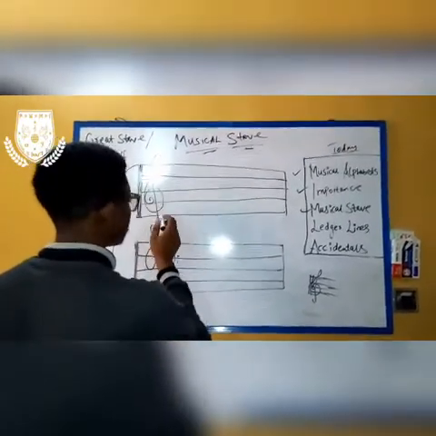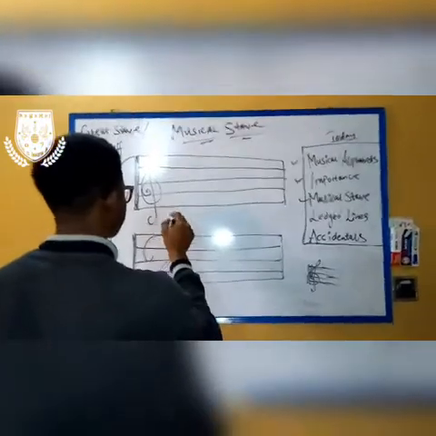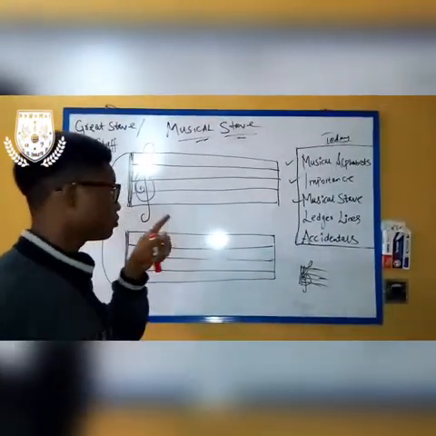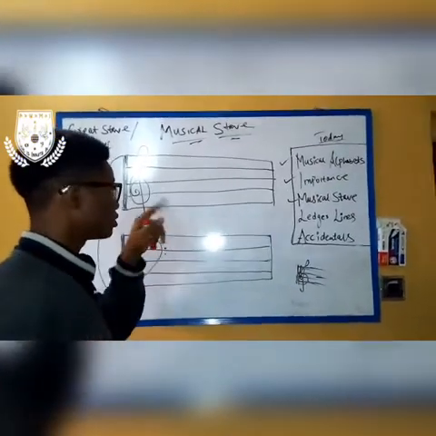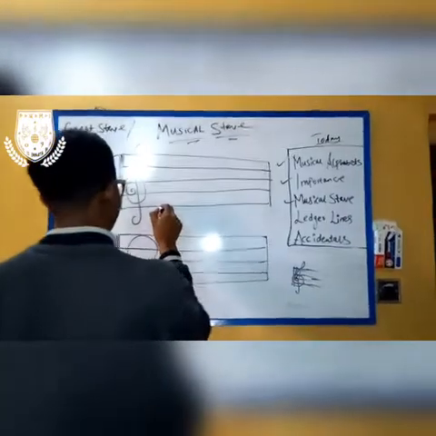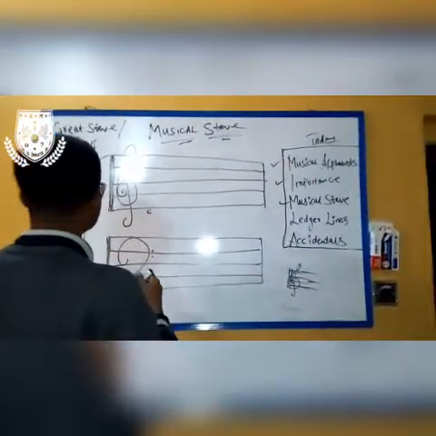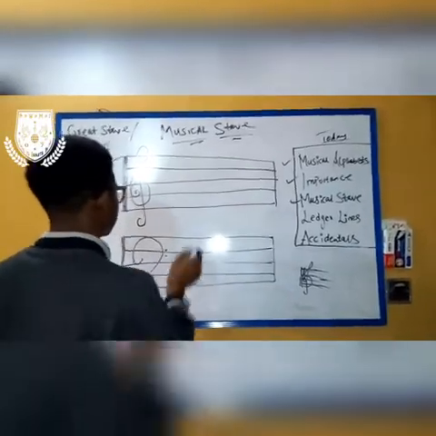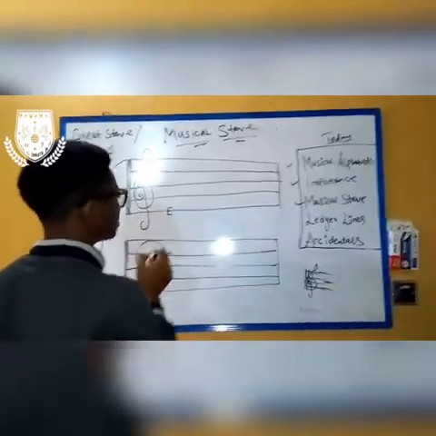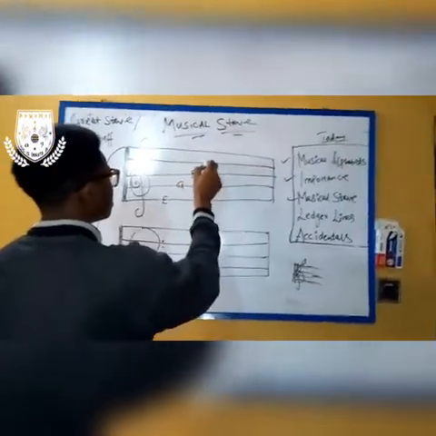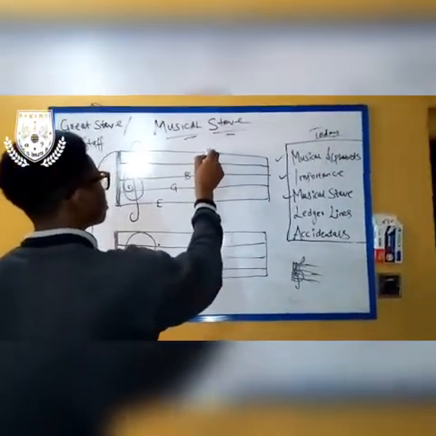For the treble clef or the G clef, those lines and spaces which you treated, we're going to replace them on this bar line because they can't be empty. So we need to replace them. Now for the lines you have E, G, B, D, F: Every Good Boy Deserves Favor.